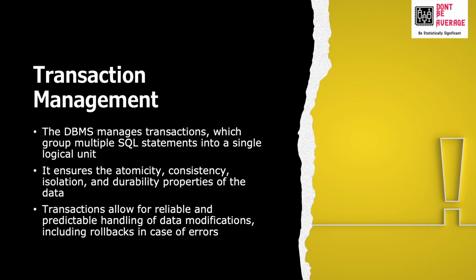The next step is transaction management. Here, keeping everything in check is the motto. The DBMS manages transactions, which group multiple SQL statements into a single logical unit. It ensures that the atomicity, consistency, isolation, and durability properties of the data are maintained, which we also call ACID. Transactions allow for reliable and predictable handling of data modifications, including rollbacks in case of errors. That's why we call this step keeping everything in check.